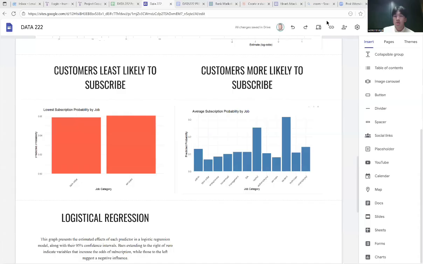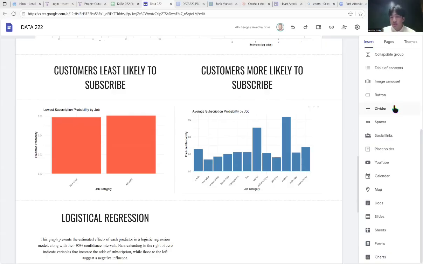So, yeah. I'm John Chua, and in this graph, you see which customers are the least likely to subscribe. And this graph shows that blue-collar workers and service workers are the least likely to subscribe to this subscription that we have. And that's probably because of the level of education that's at hand.